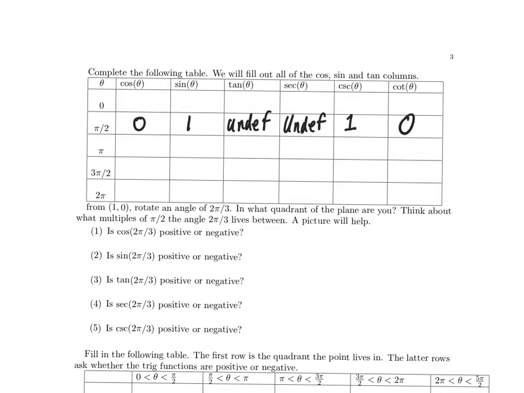Similarly, when we plugged in pi, we got cosine equal to negative 1, sine equal to 0, tangent equal to sine over cosine is 0, secant equal to 1 over the x-coordinate, negative 1, cosecant equal to 1 over the y-coordinate, undefined. Cotangent, similarly, undefined.